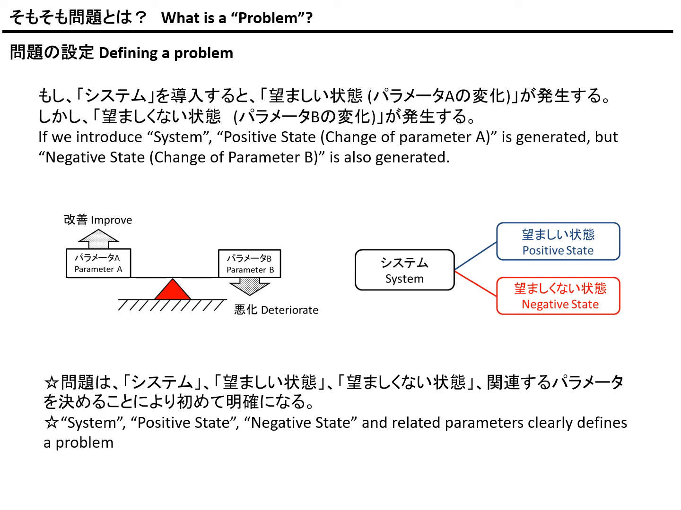So if we introduce a system, in the positive state, a change of parameter A is generated, but in the negative state, a change of parameter B is also generated. So when you want to determine a problem clearly, what I strongly recommend you do is determine these three components of information: system, positive state and negative state, and related parameters.